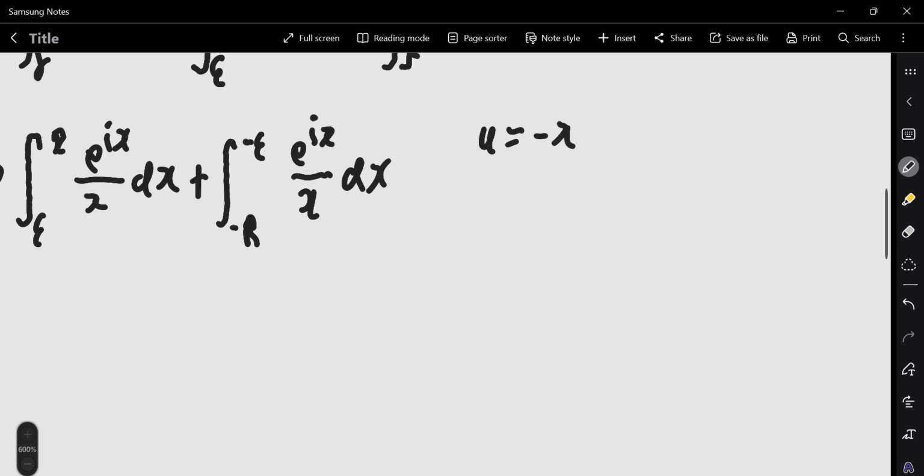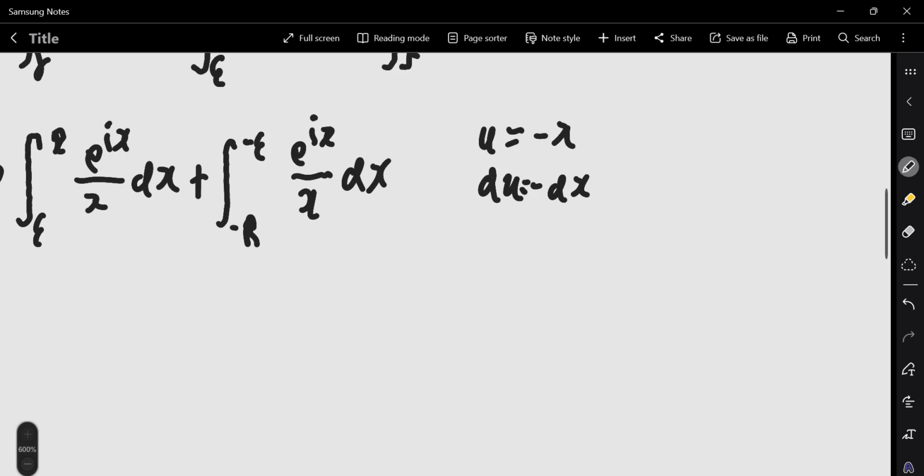And we're going to have quite a few minuses when we do this. du is going to be minus dx equals that. And now e to the iu over u becomes e to the minus ix over minus x. So minus the whole thing, and then you've got a minus dx. So there are quite a lot of minuses.